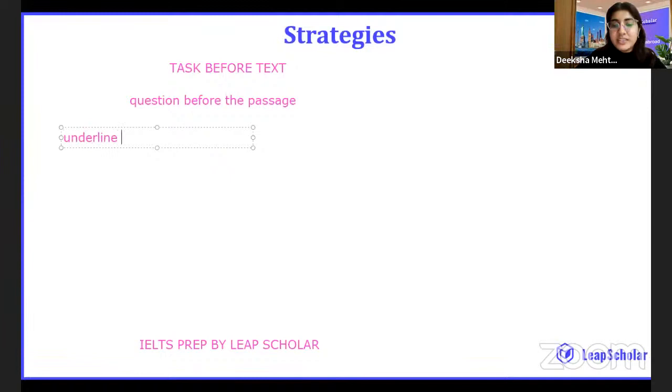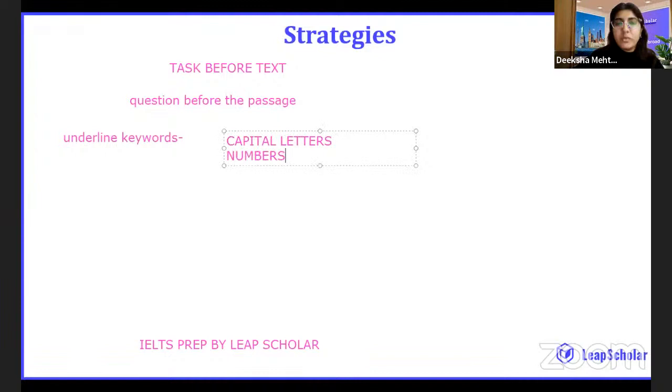What are keywords? Quickly, can someone tell me what are good keywords? Vocabulary, no. In the reading module, what are good keywords? What words should you underline in the question, which will help you find the answer? Very good. Two types of words. One is capital letters. And the second is numbers. Why are these good keywords?